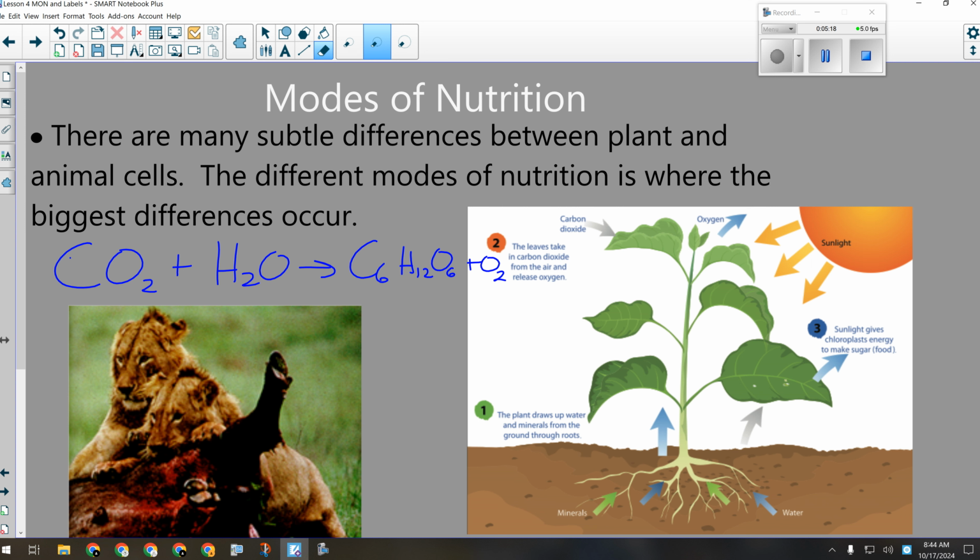Does that look somewhat familiar? What does it look like? Combustion reaction. Yeah, except it's backwards. Okay? Photosynthesis is the opposite of combustion.